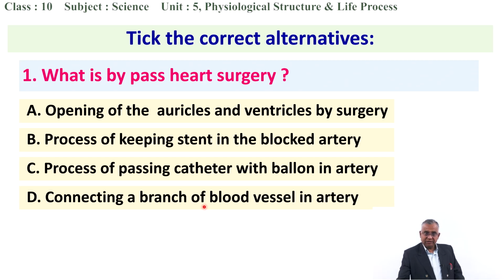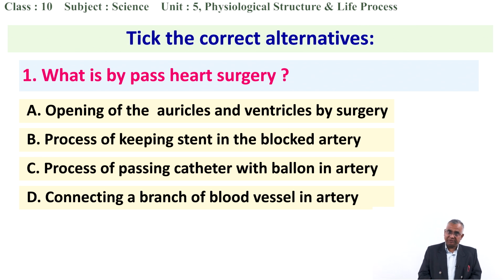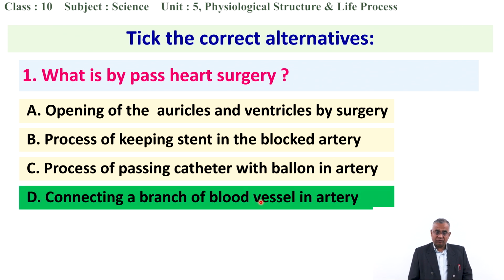So, first question is, what is bypass heart surgery? Options: opening the auricle and ventricles by surgery, process of keeping stent in the blocked artery, process of passing catheter with balloon in artery, or connecting a branch of blood vessel in artery. Which artery? You know it, coronary artery. So here the correct answer is connecting a branch of blood vessel in artery. I say blood vessel because it may be artery or vein, anyone.